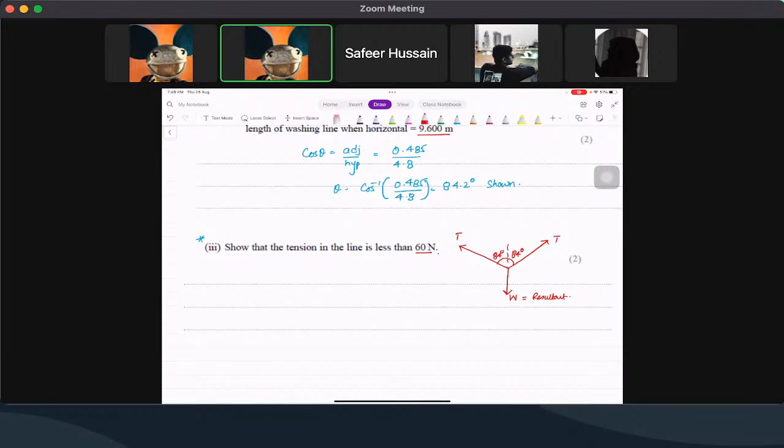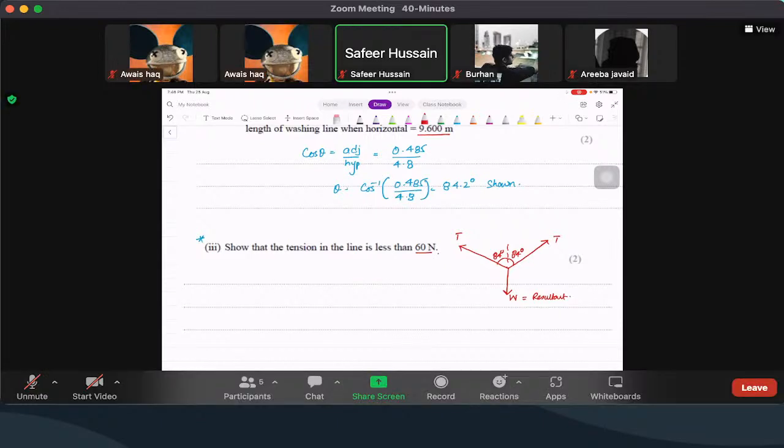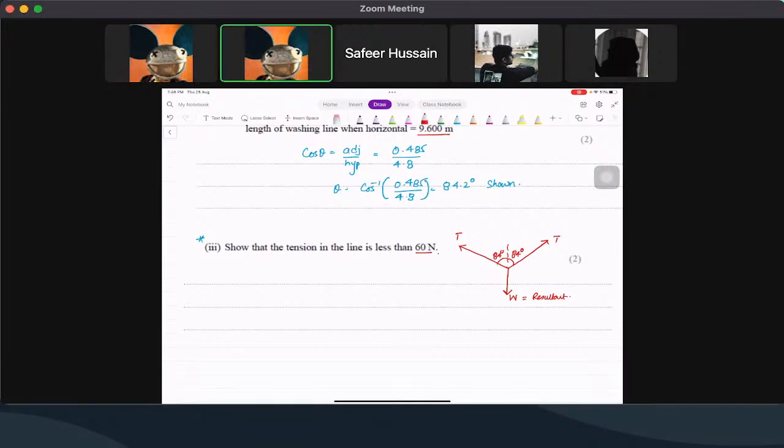Now that we have shown this through the previous part, we're going to draw a vector triangle. How do we draw the vector triangle? First of all, you make one of the vectors. If I draw tension here like this, the tension is at 84 degrees. So the other vector should be drawn this way, and this is also 84 degrees here. Why am I doing this?